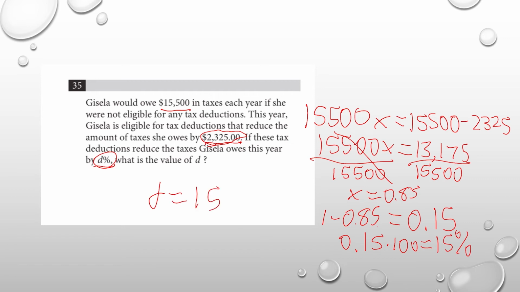So it's important that we subtract this 0.85 from 1, because we're looking for how much her taxes were reduced, and the 0.85 is how much it is from the original. So it's 0.15 or 15% of her tax reduction, but this value, 13,175, is 85% of the original amount, which is $15,500. So our answer here, or the value of D, is 15 or 15%.